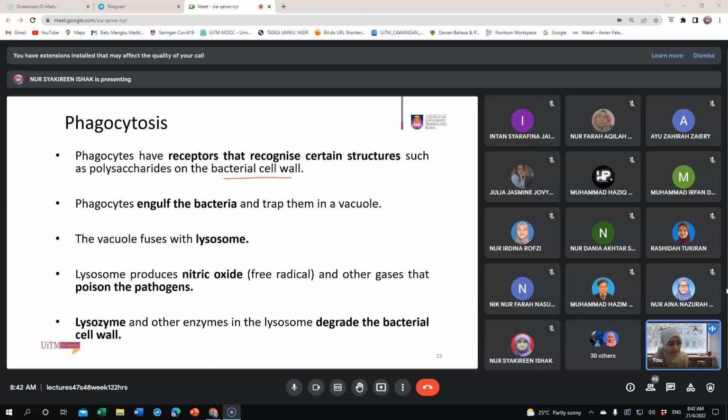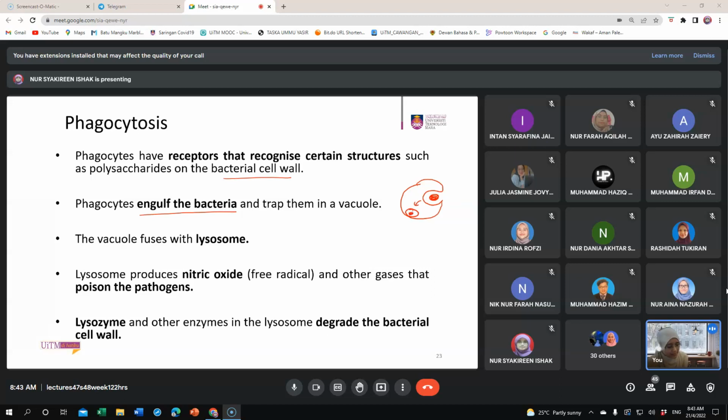So the basic idea is that the phagocytic cell will detect common molecules that are found in most bacteria, for example in most of the bacterial cell wall. The phagocyte then engulfs the bacteria and traps them in a vacuole. This is the process of phagocytosis that we learned earlier, in semester 2, chapter 3. The phagocytic cell engulfs the bacteria or the pathogen, internalizes it, and packages it into a vacuole.